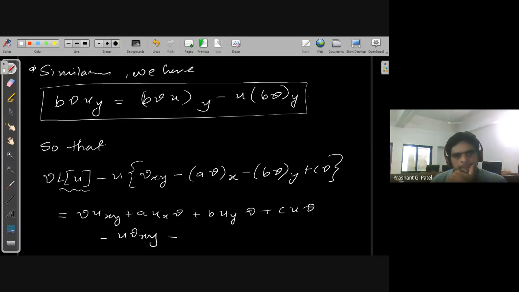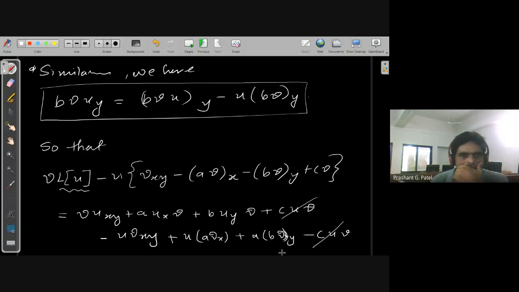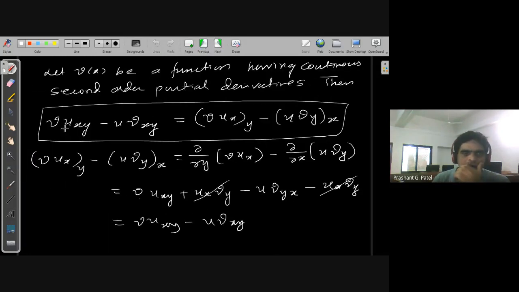U V_xy minus, minus becomes plus, U A V_x plus U B V_y minus CUV. You just observe that the CUV will get cancelled out. And here we'll use the concept we have written, that V U_xy minus U V_xy is this quantity, so that we can substitute the value.